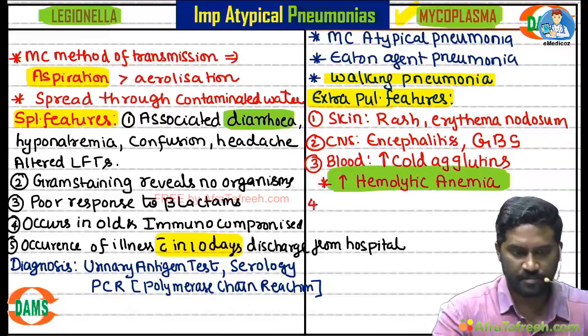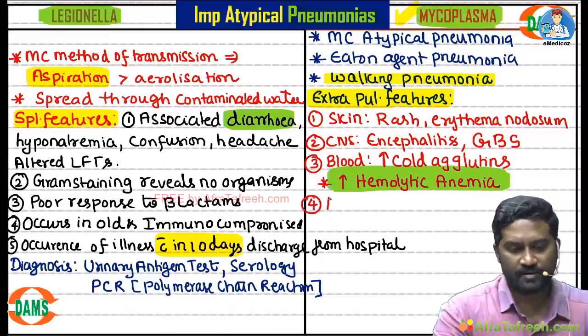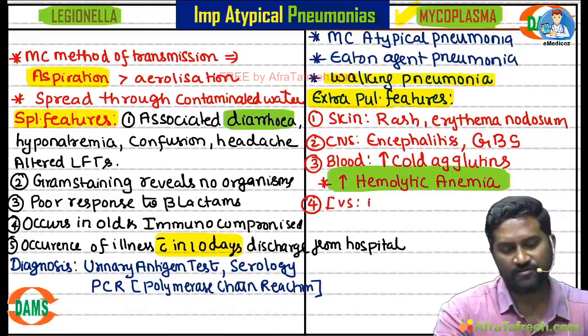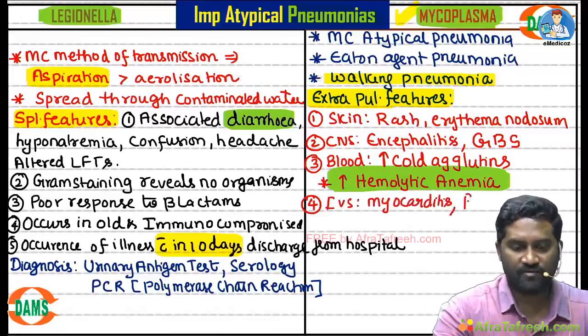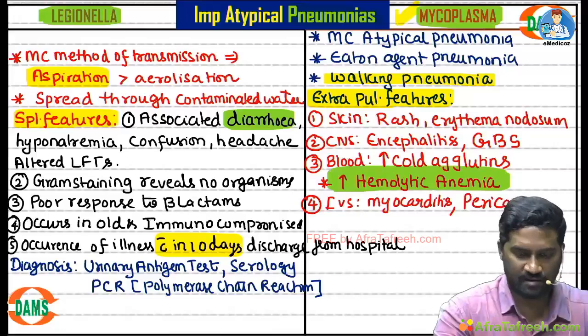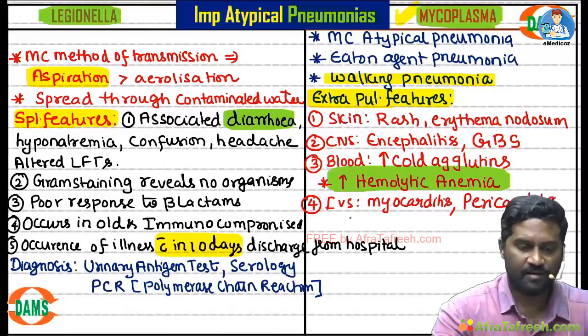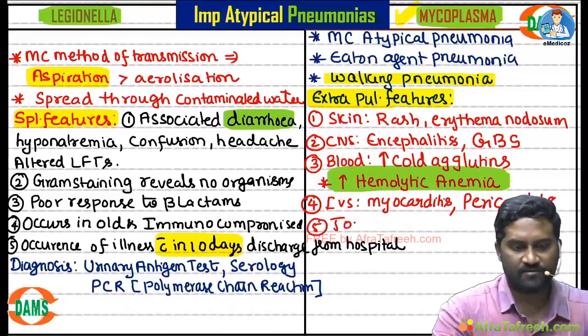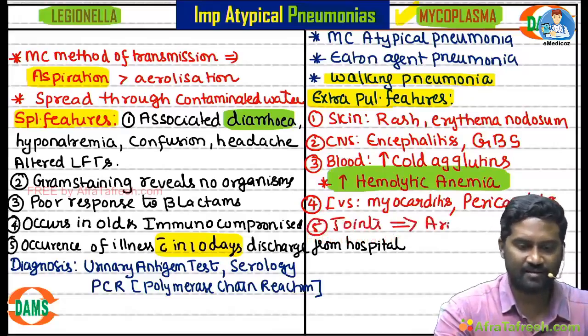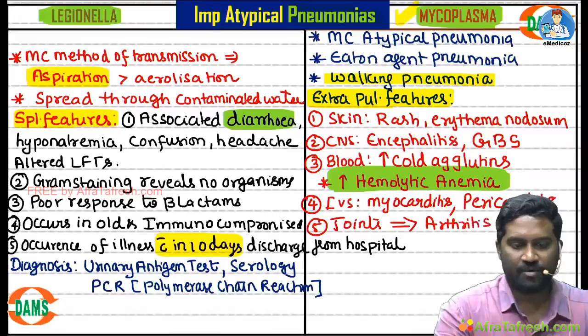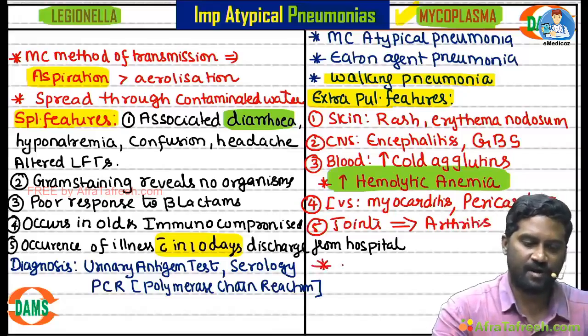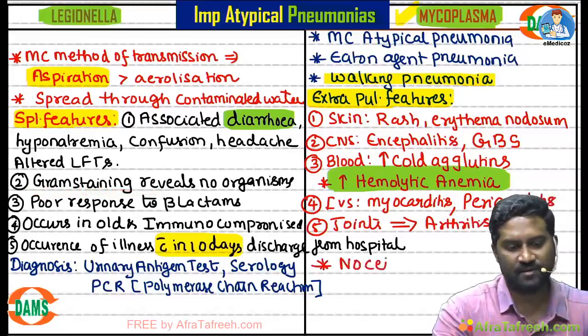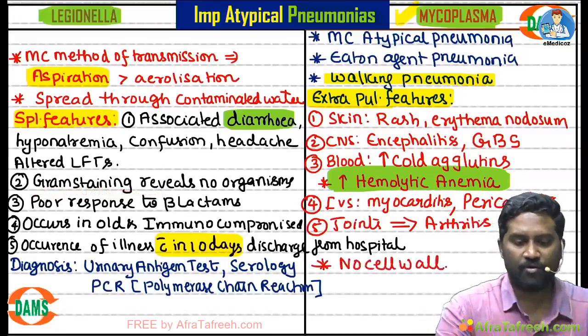Then in the heart, CVS, it can cause myocarditis. It can cause pericarditis. And within the joints, it can cause arthritis. And one important feature of the mycoplasma organism is that there will be no cell wall.